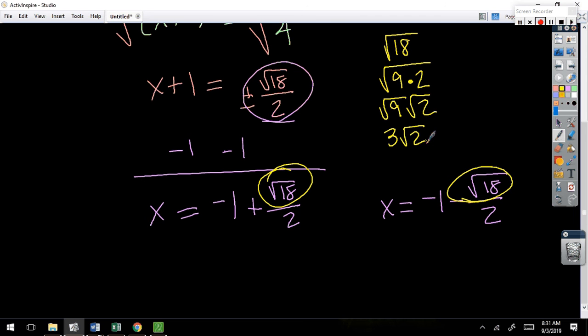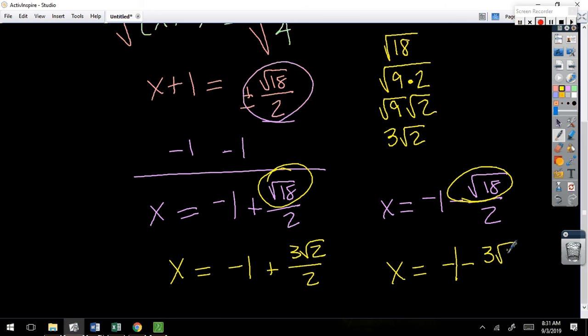Y'all remember doing that? So this actually becomes negative 1 plus 3 times the square root of 2 over 2. It looks worse than it is. Negative 1 minus. Goodness, I can't write this morning. Whenever it's like this, no, I don't mind if you leave it plus or minus. But if it's a whole number and you can combine them, you need to combine it into the two separate answers.